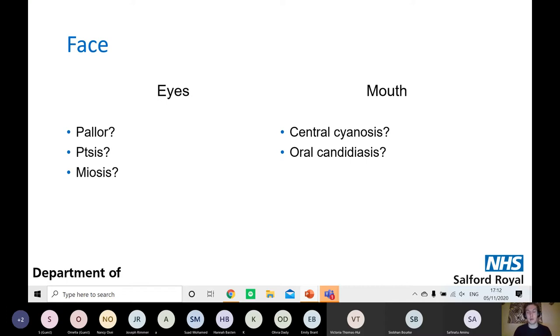Thinking about the mouth, central cyanosis. If somebody is hypoxic, they're going to be cyanosed. Oral candidiasis. So if somebody is using a lot of steroid inhalers, so somebody who's asthmatic or may have COPD, you may see, down to that steroid, that localized immunosuppression, they get oral candida. So have a good look at the tongue. Is there any sort of white patches adherent to the tongue that make you think candidiasis, diagnosis of asthma or COPD?